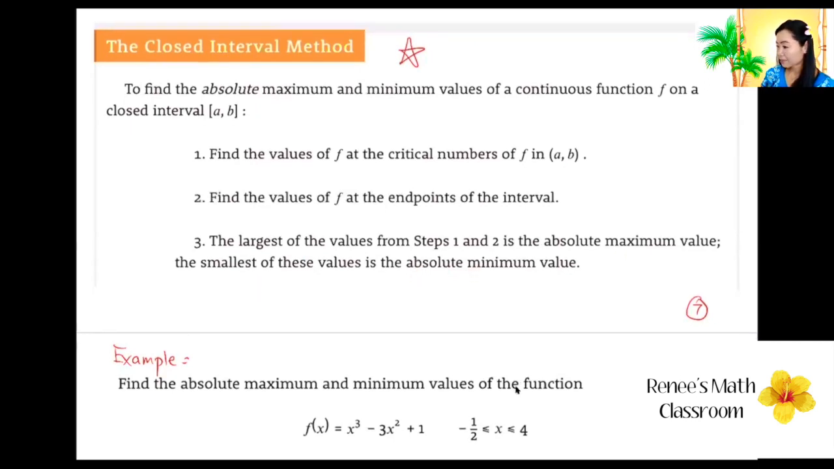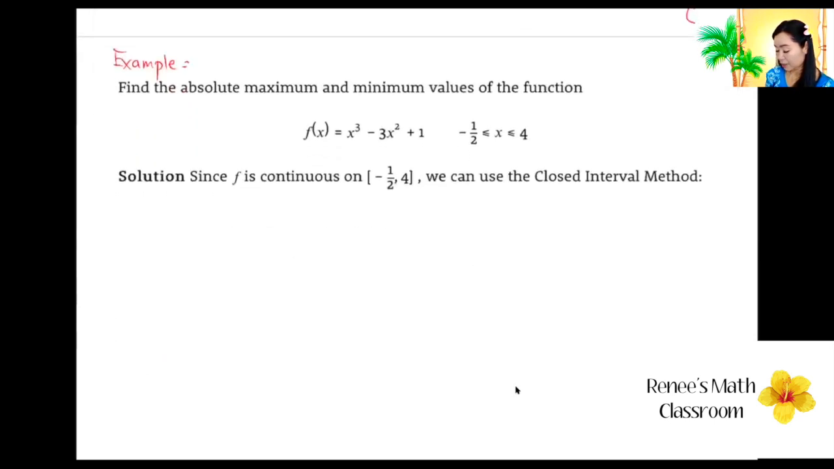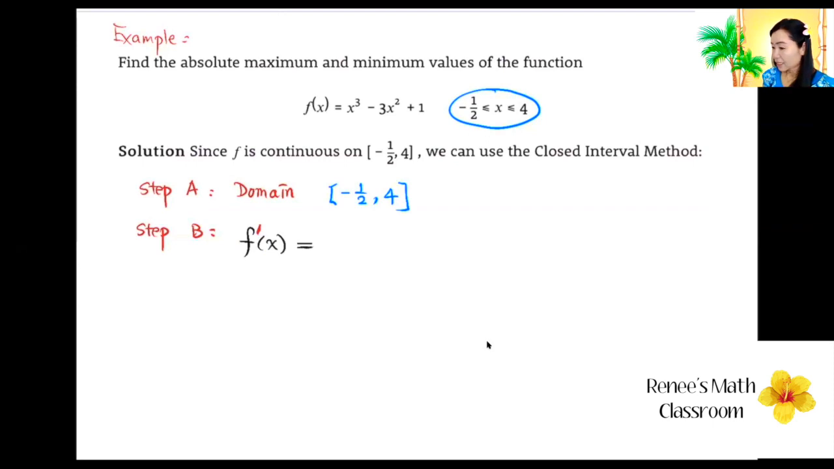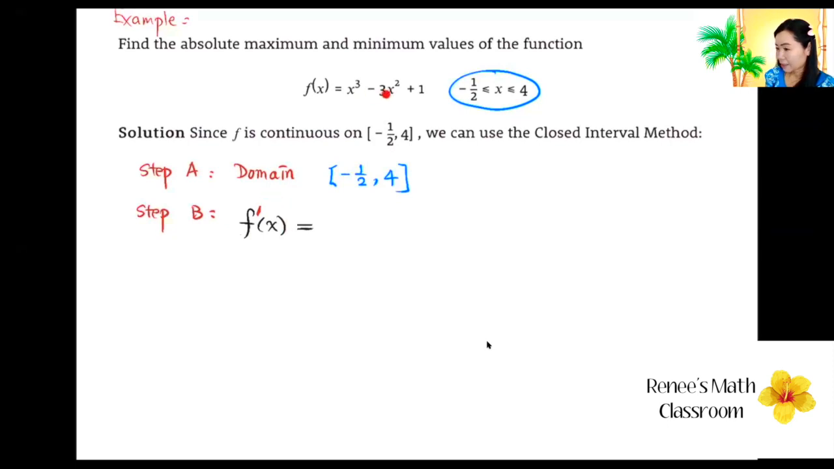Okay, let me give you this example over here. Let's do this together. Let me outline the steps for you. The first step is to state the domain, so make it clear what the domain is. The domain over here is this closed interval. The second step is to differentiate the function to find critical numbers. This is a polynomial. Differentiate this, what do you get?